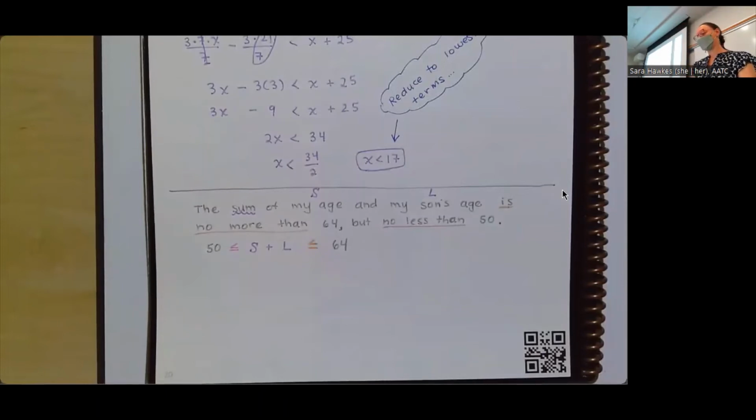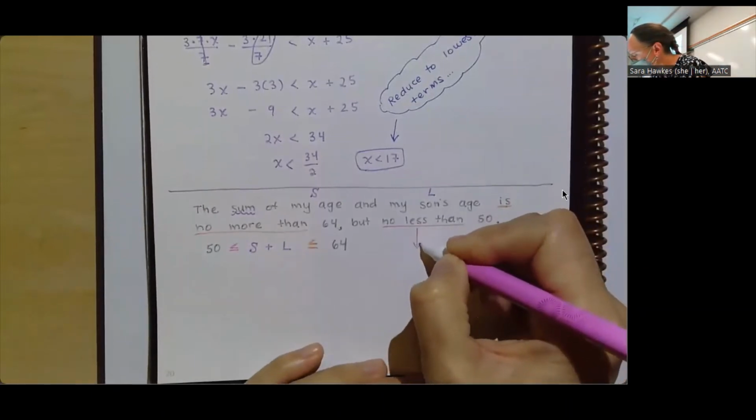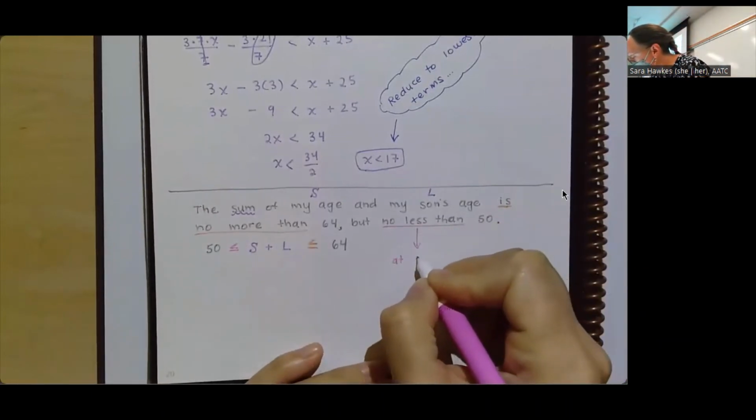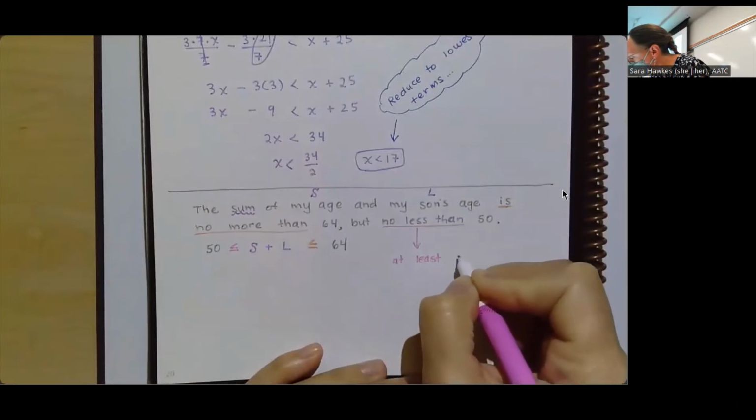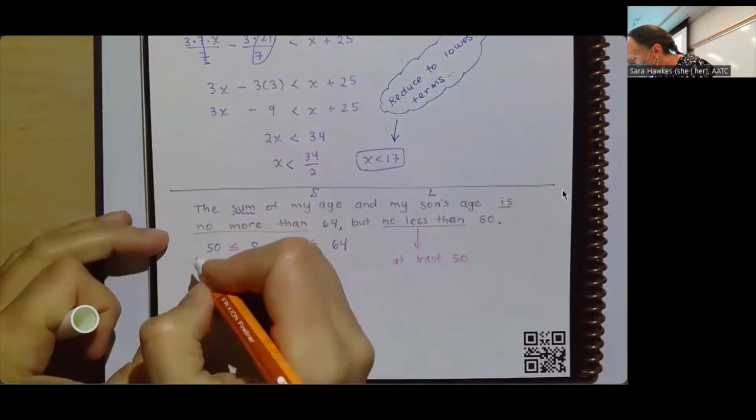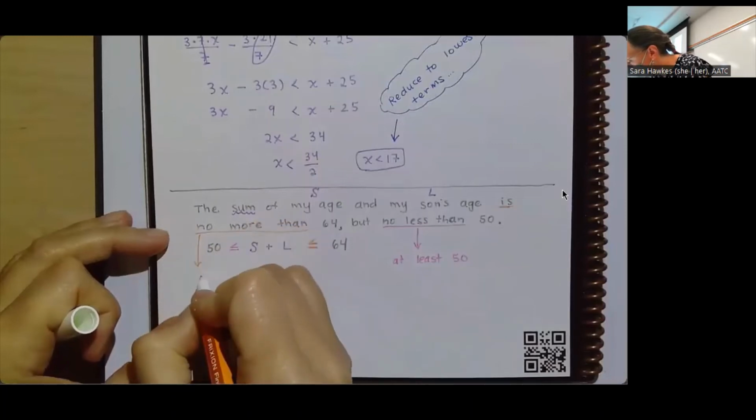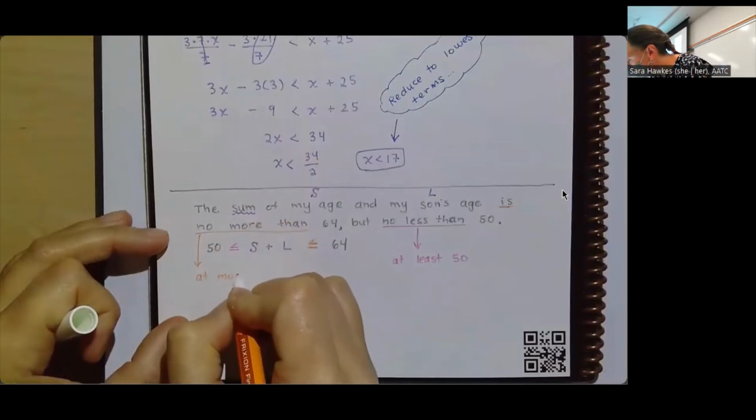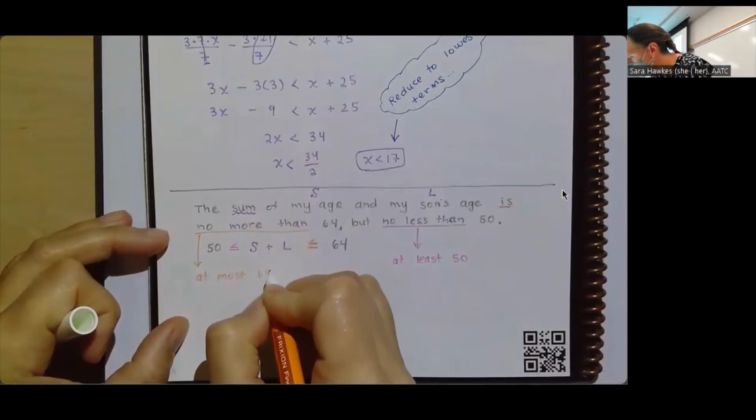Now, I could also use other phrases that go with that and would mean the same thing. On the no less than 50, I could say at least 50. And on the no more than phrase, I could also say at most 64.